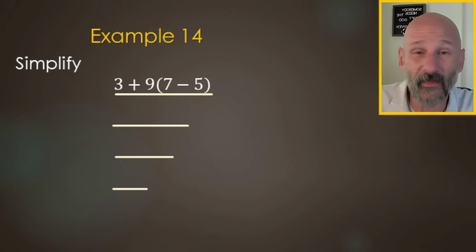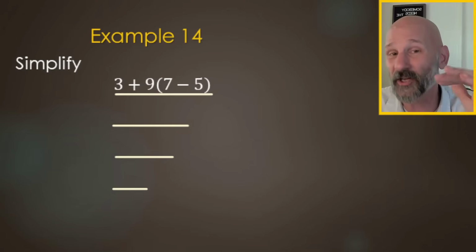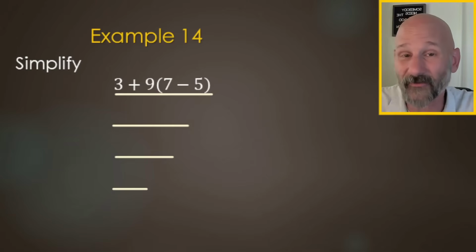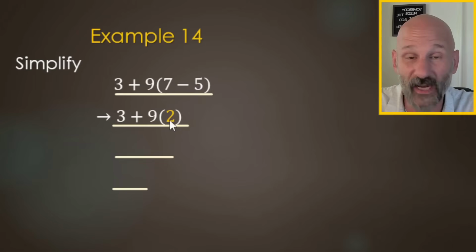So the common mistake on this one is that everybody's going to see this 3 plus 9 and they're going to want to do that first, and that is incorrect. Parentheses first, okay? So it's the 7 minus 5 that goes first. In this case, we're going to leave the 3, leave the plus, leave the 9, and do the 7 minus 5 first, okay? So 7 minus 5 is going to change to a 2.